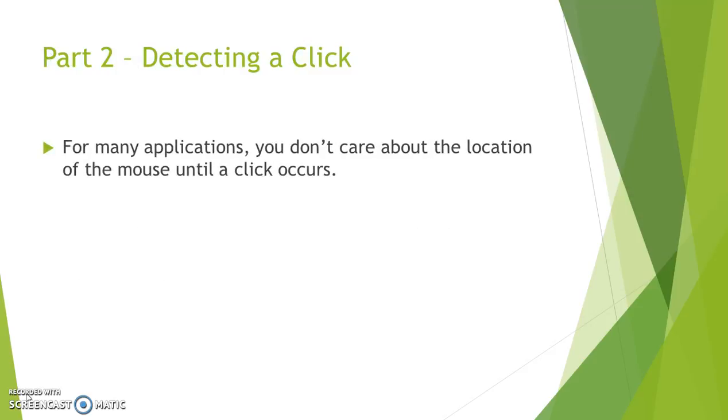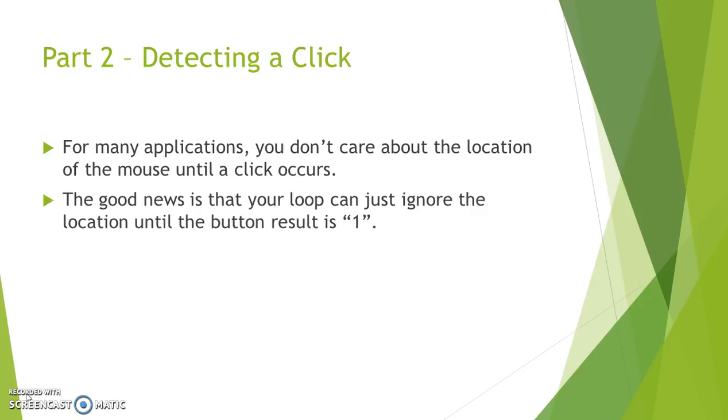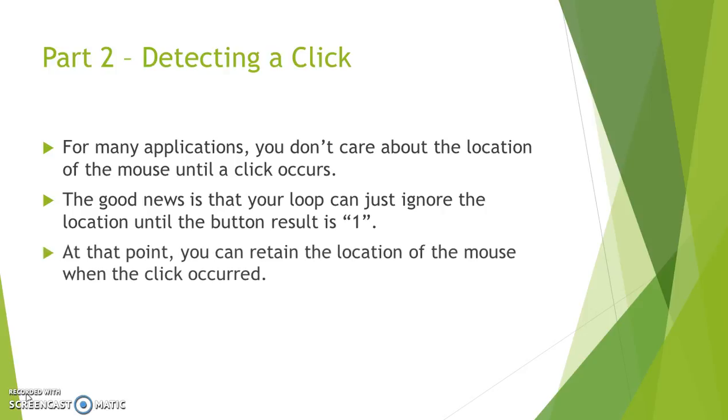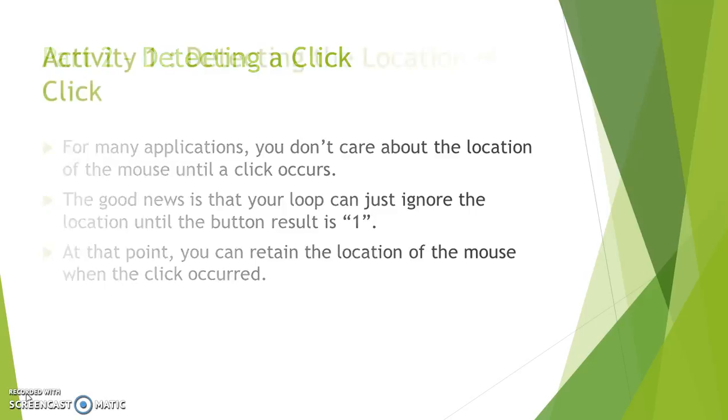Okay. Now, in terms of detecting a click, it's worth noting that in many applications, you just don't care about the location of the mouse unless the user clicks. Now, the good news here is that your loop can just ignore the location of the mouse until the button result is a 1. And you can probably anticipate how to do this. With a simple if-then statement, you can keep checking the status of the mouse and wait for it to show a result of 1. And when it does, then you can retain the location of the mouse at that point.